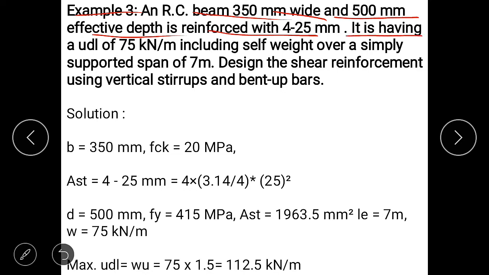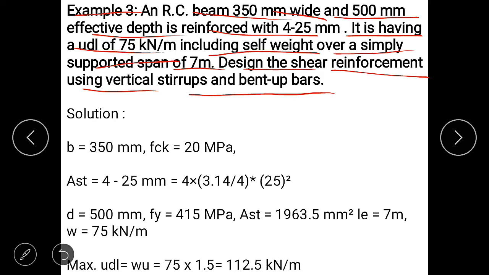It has a UDL of 75 kilonewton per meter including self weight, over a simply supported span. The beam is simply supported and the span length is 7 meter. Design the shear reinforcement using vertical stirrups and bent up bars. Here we have to use vertical stirrups and also bent up bars.